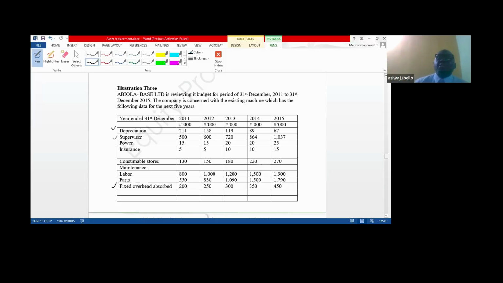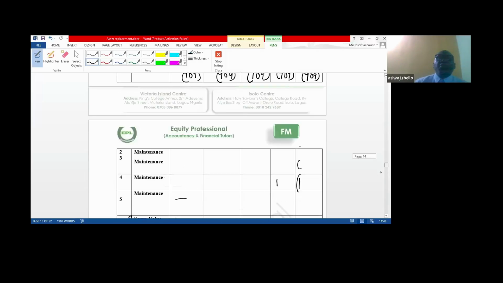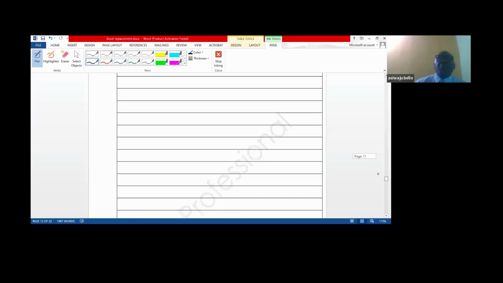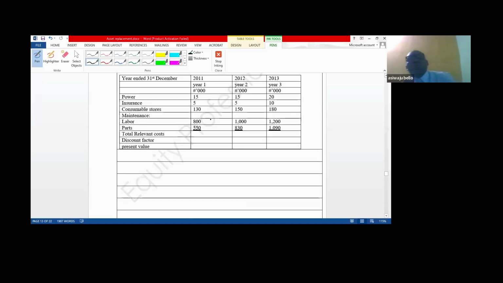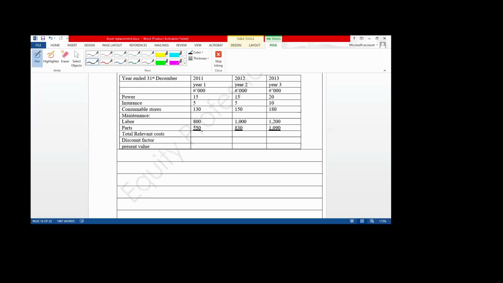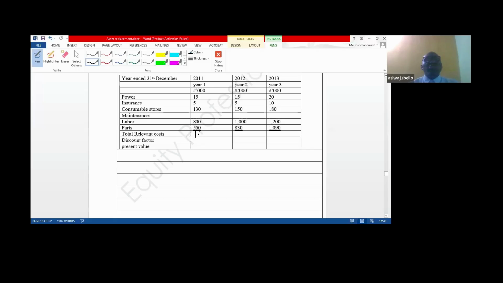Let us look at the relevant cost of the old machine. Please sum up: 15 plus 5 plus 130 plus 800 plus 550. That is $1,300.